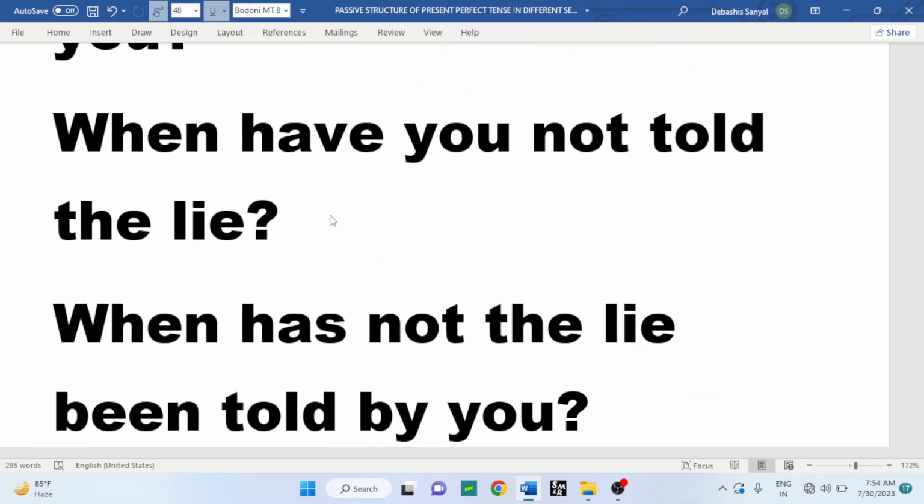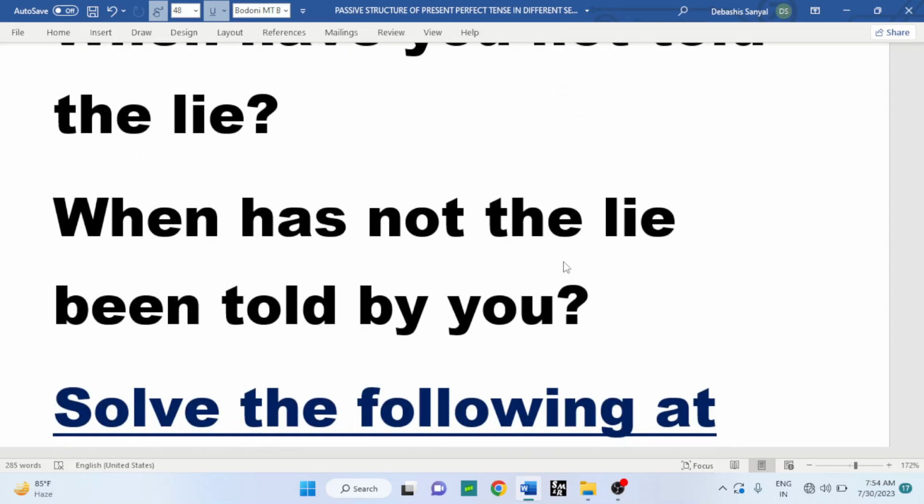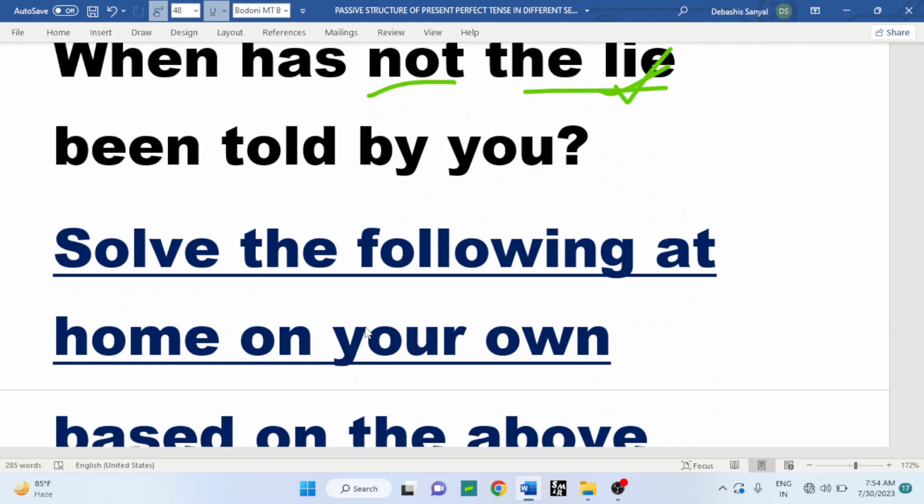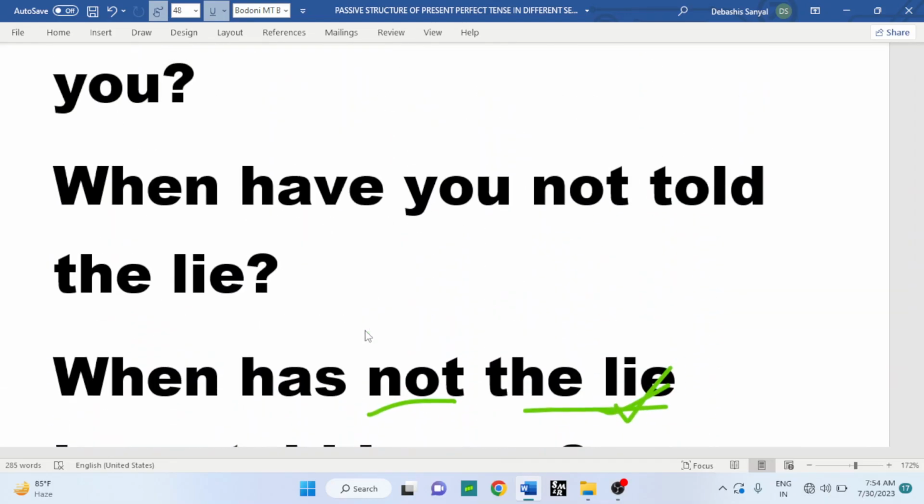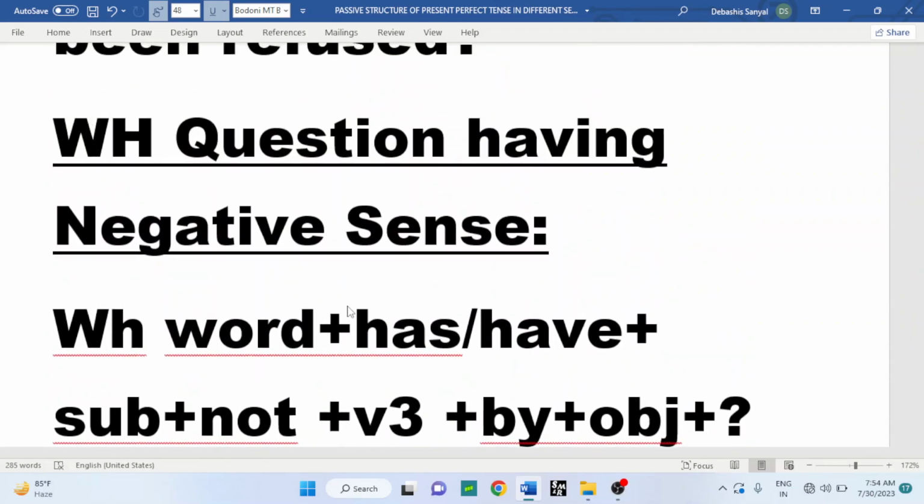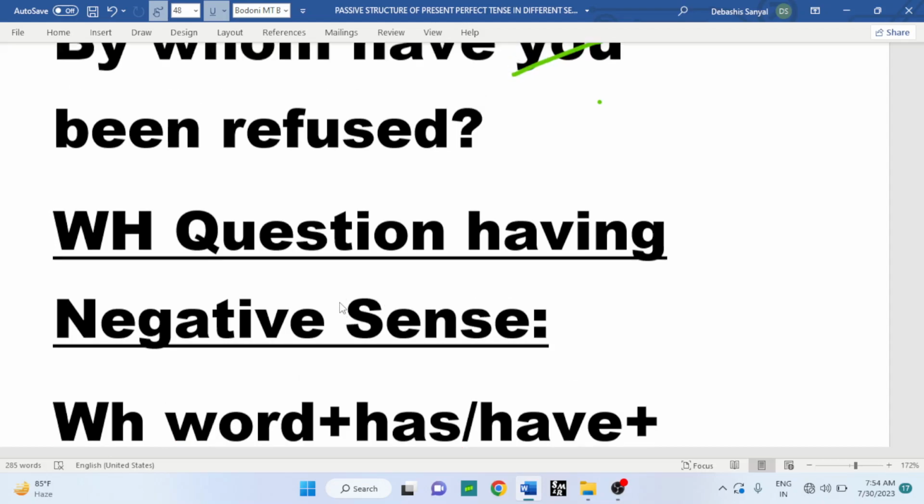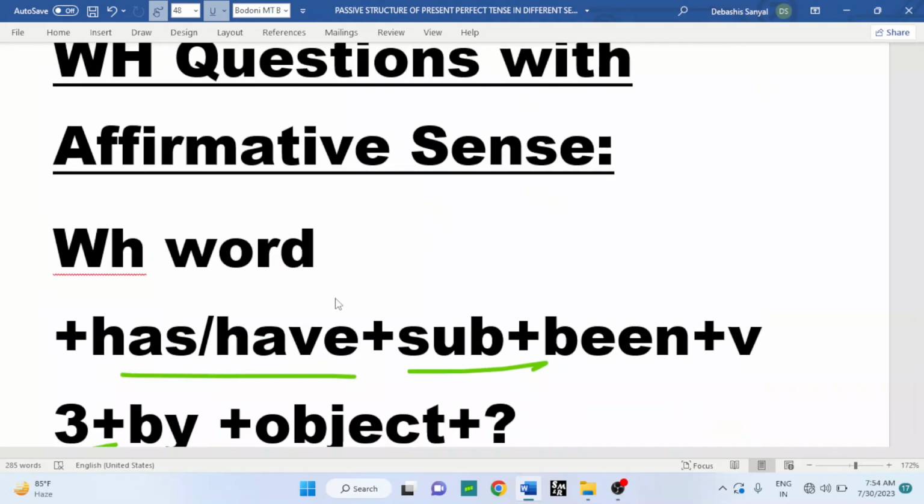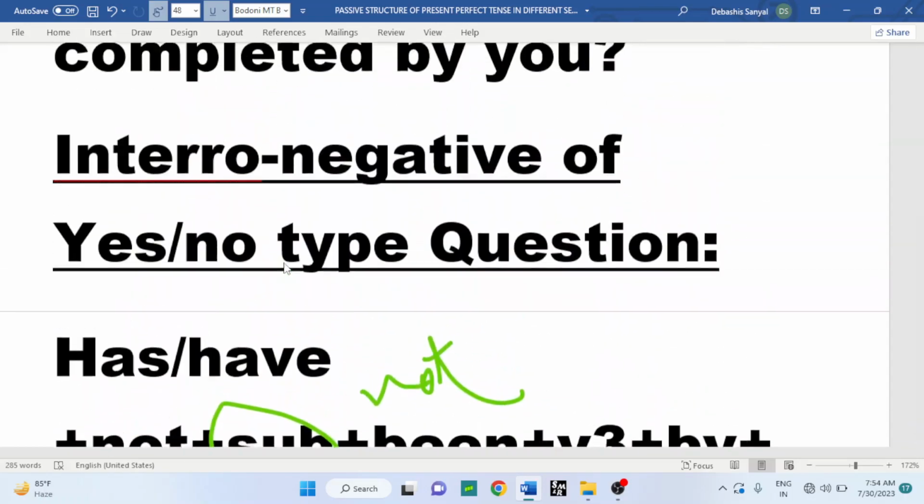Next one: Why have you not told the lie? Why has not the lie been told by you? The lie is also a noun, so not is placed before the noun or before this subject. These are the structures of passive voice in present perfect tense, and I think you have all understood what I have said relating to the examples. See the examples again, structure wise.